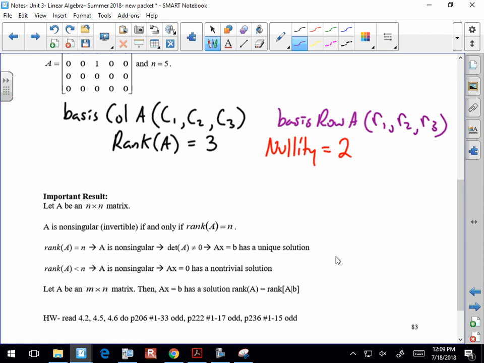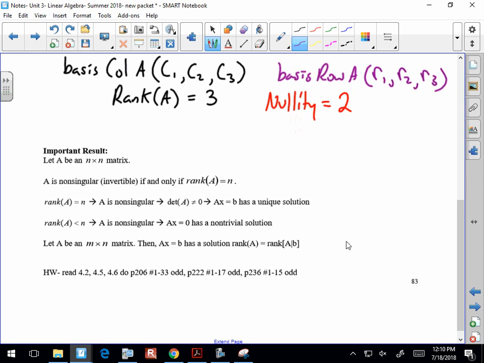So all of that is a logical progression of, if this is in place and that, and that, and that, then that. But it all comes to this important result, which just boils down to, if you know the rank, then you can determine whether it's even worth bothering trying to invert your matrix.